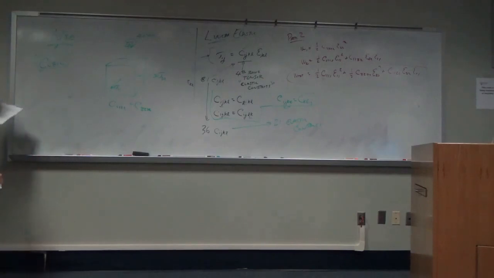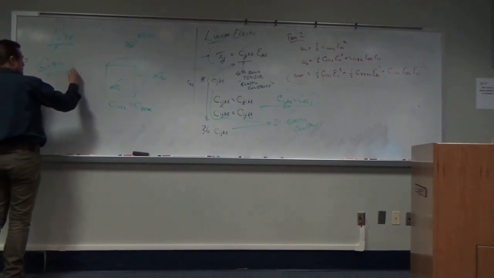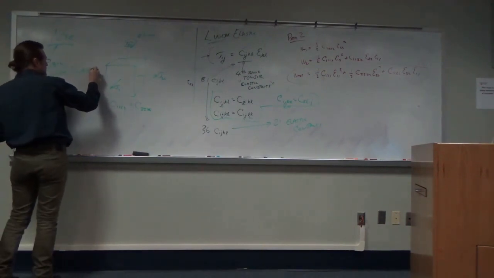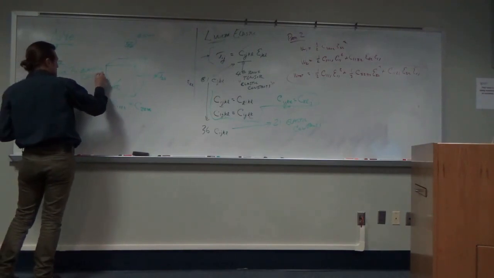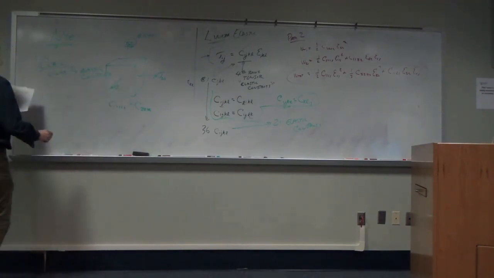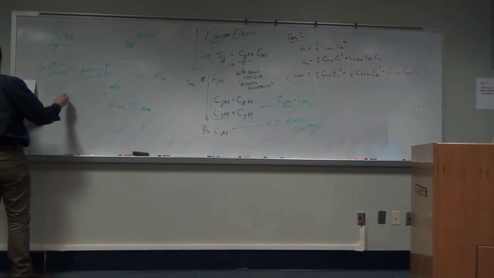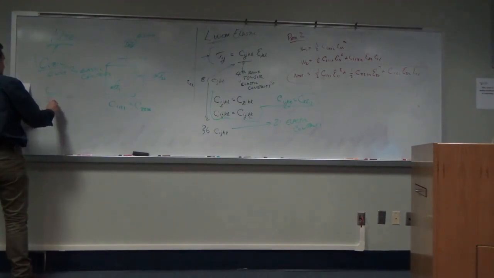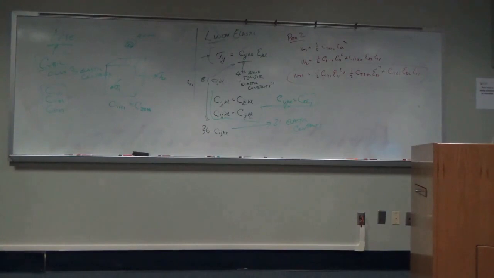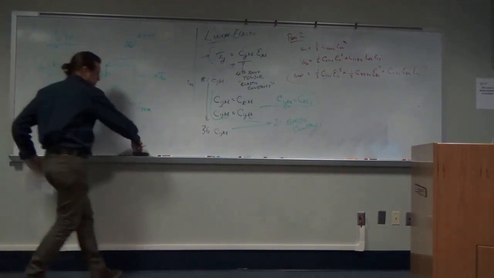In the case of a cubic crystal, which we're going to work with from now on, there are only three elastic constants. And those elastic constants are C1111, C1122, and C2323. So you need three elastic constants to be able to work with a cubic crystal.